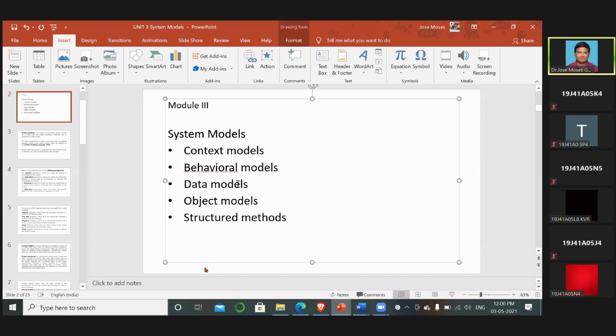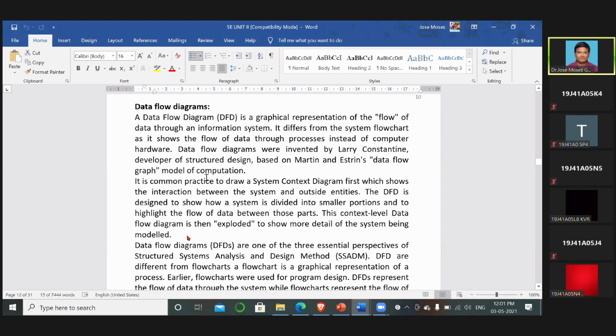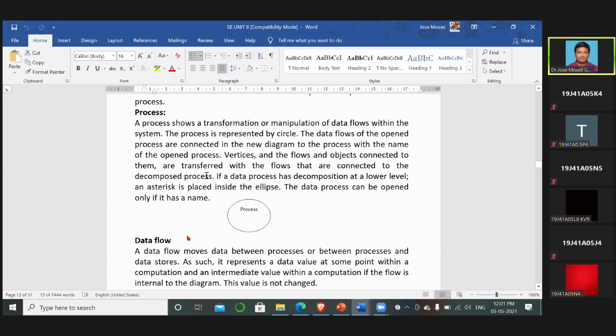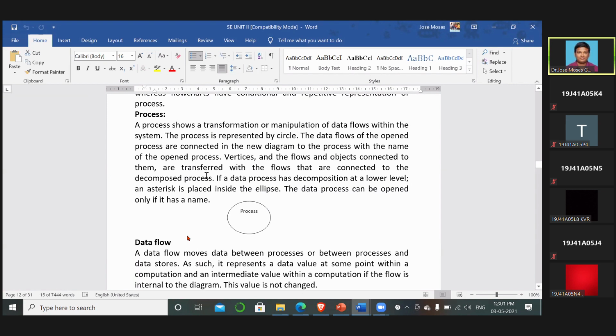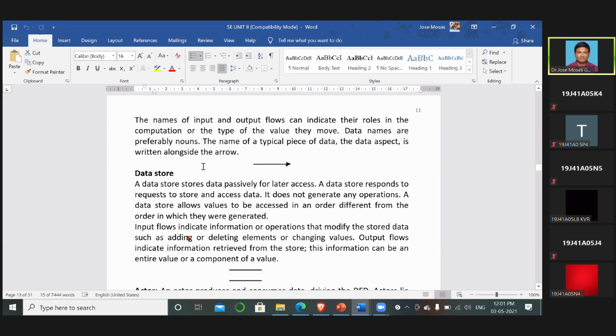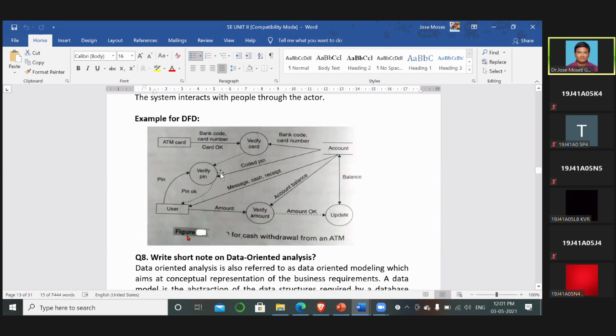Structured analysis shows the data flow, that is, how the data flows into the system and how the system processes it. These are the things we see in the structured analysis part. In structured analysis we have different symbols involved in DFDs. The symbol is an oval shape, and flow is represented using an arrow mark. I think everybody has seen this, right?